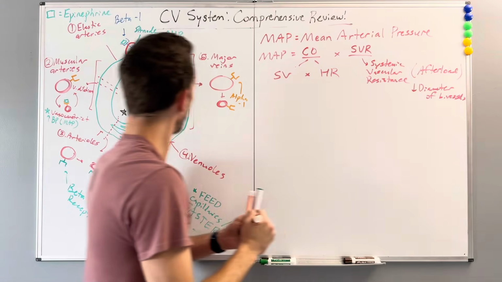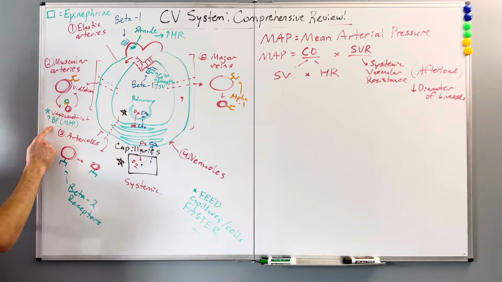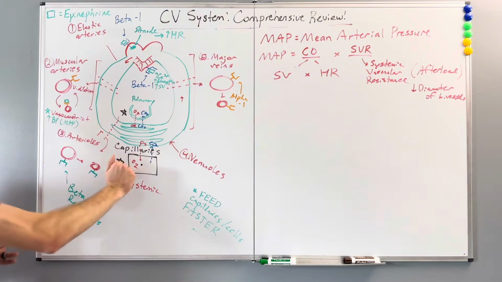So by doing that, by vasoconstricting these arteries here, what are we doing? We're increasing our mean arterial pressure. Pretty cool. And that's going to speed up the blood flow to the capillaries.